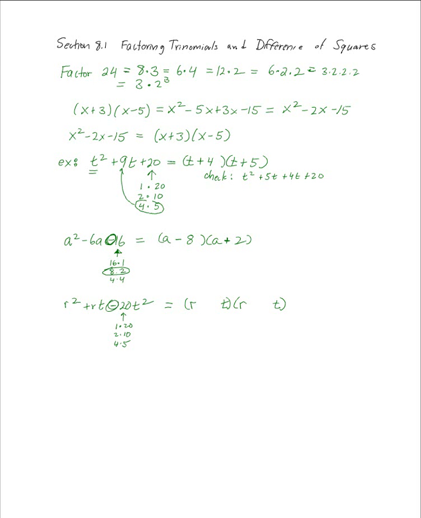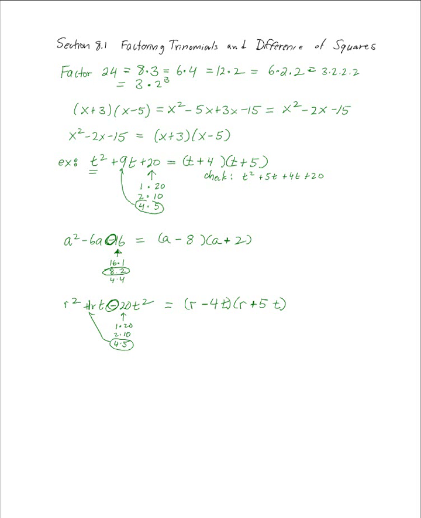Once again, I see that I have a negative 20, which tells me one of these is going to be negative, one of these is going to be positive. Again, I look through my list of numbers. 1 and 20, no way to get a 1 out of a 1 and a 20. 2 and 10, can't get a 1 out of that. 4 and 5, there we go. I can get a 1 out of that. To get a 1, I would need a positive 5 and a minus 4. Again, do the FOIL, check it, make sure it works.